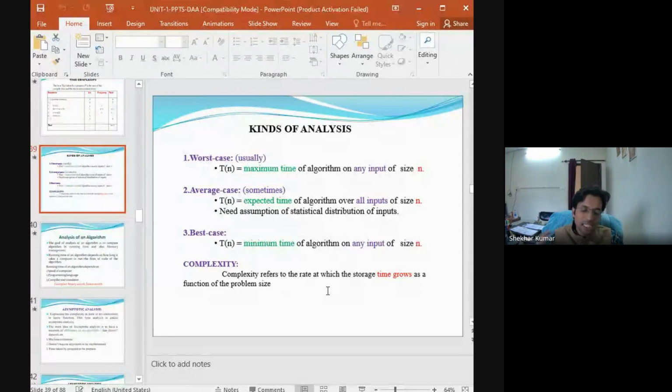As we have taken an example of linear search, in linear search the best case complexity was order of 1, that is constant time, because in order of 1 time we will find the element.